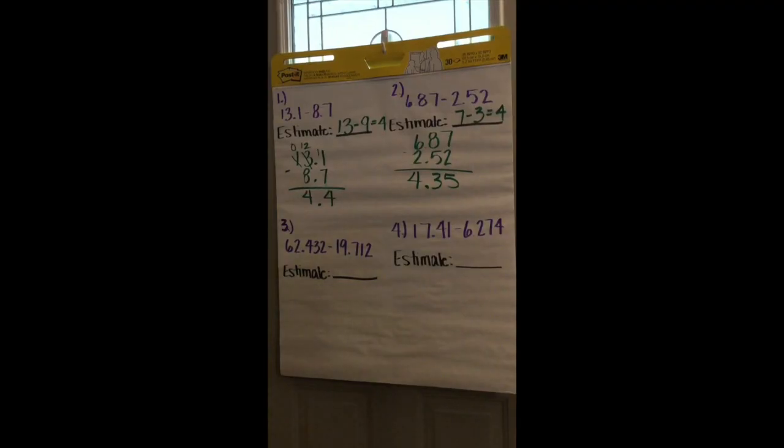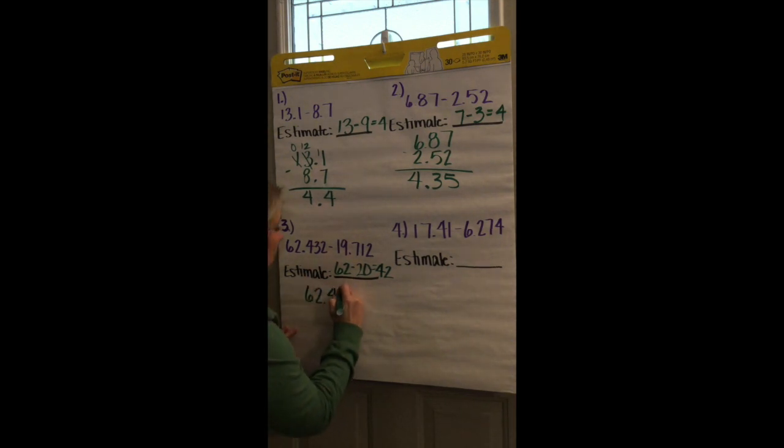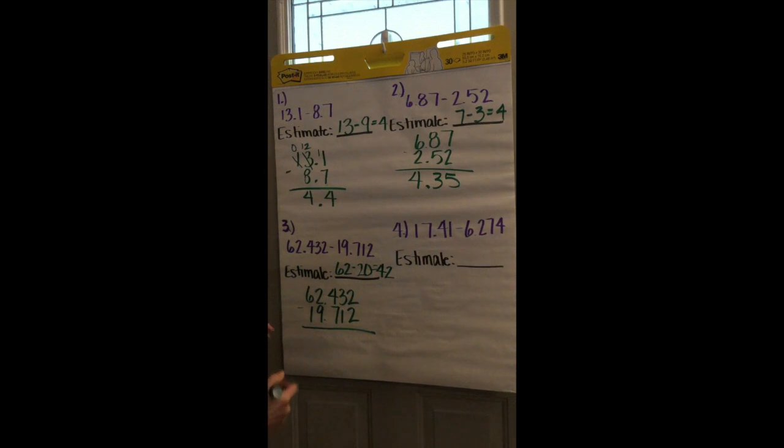All right, so hopefully you completed 3 and 4 on your own. And for 62 and 432 thousandths, you got an estimate of 62. And 19 and 712 thousandths, you got an estimate of 20. So if we subtract those, we get an estimate of 42. And then when I'm lining these up, I've got 62 and 432 thousandths minus 19 and 712 thousandths.